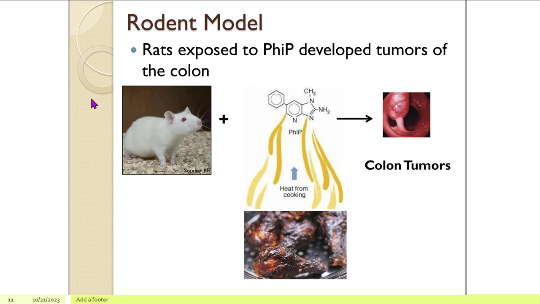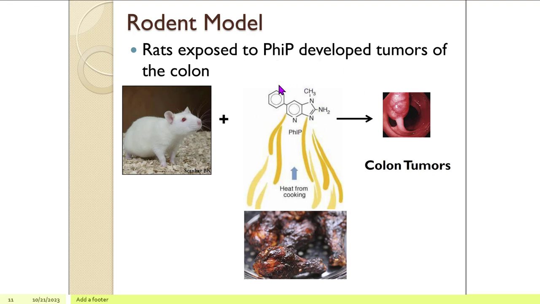Here is another model system that these researchers also looked at. This one is a rodent model. In this case, the rats are exposed to another compound with a very long chemical name: 2-amino-1-methyl-6-phenylimidazopyridine, or PhIP. PhIP is much easier to say.